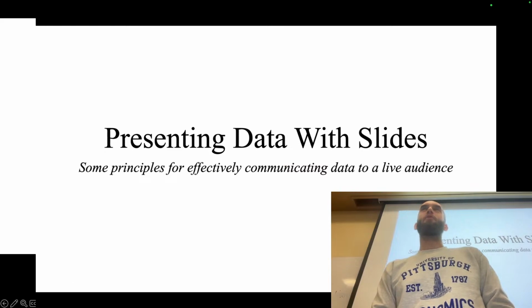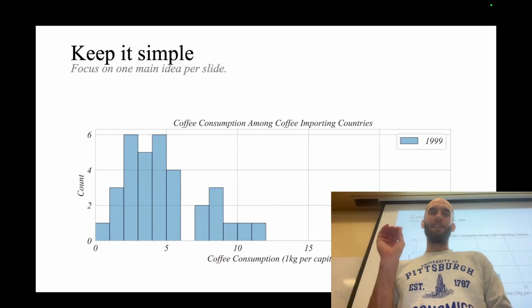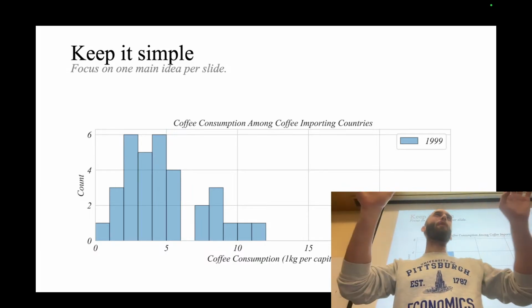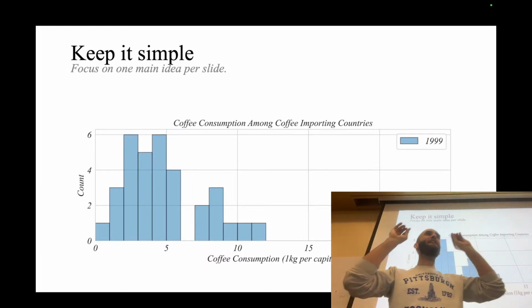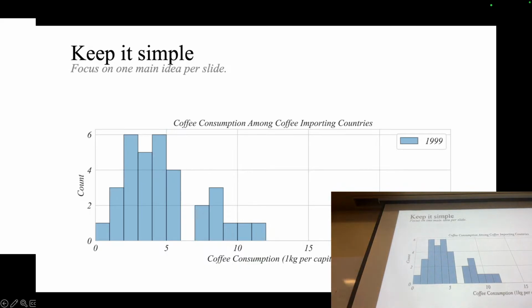These are just some general principles. The first one is keep it simple. This is a nice slide, I think. We have a title. I'm telling you to keep it simple, and in the process, I'm giving you some information about this. The first thing is I have a subtitle. So I'm telling you the main point of this slide, which is to keep it simple. But then I'm giving you some extra information as the subtitle.